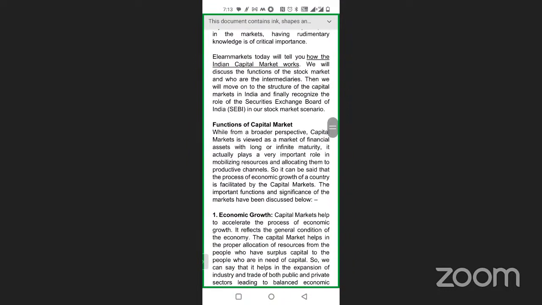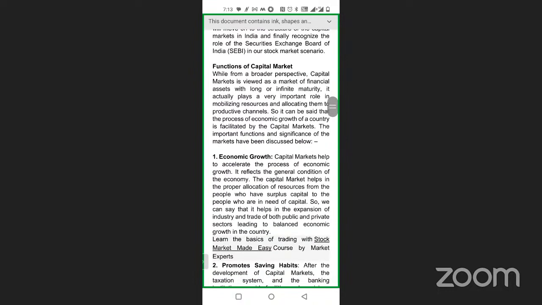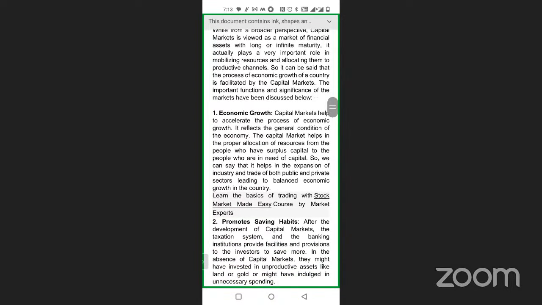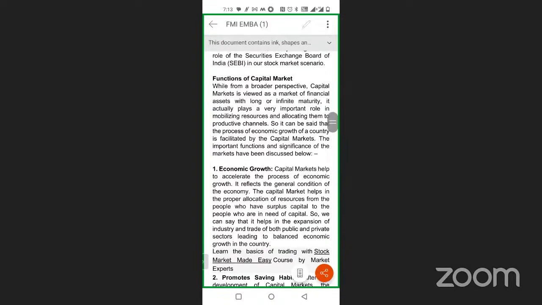I think last class we had a little bit of discussion about what is capital market, and today we will talk about the different functions of capital market. I told you why the market is called capital market, and about the platforms and all, that we had a little bit of discussion about. So we come to the different functions of the capital market.